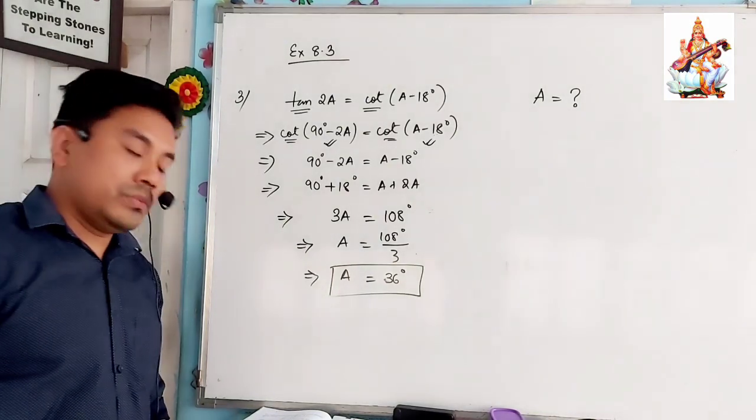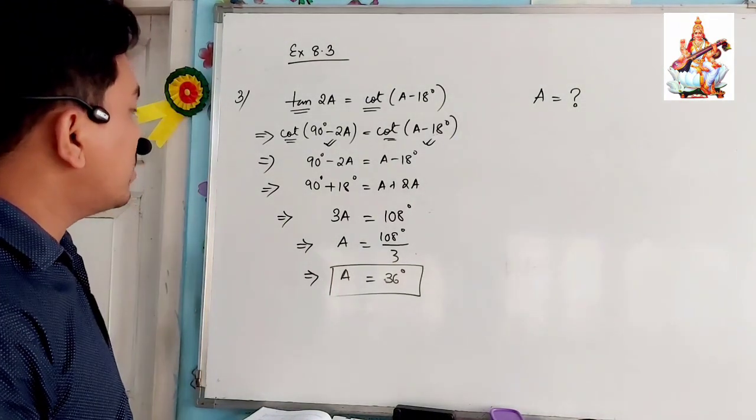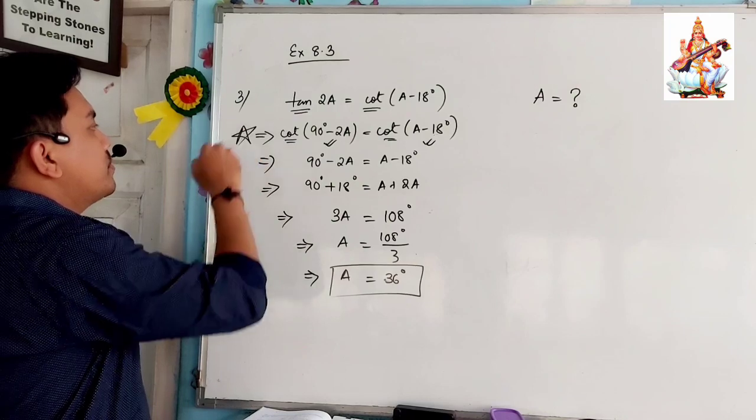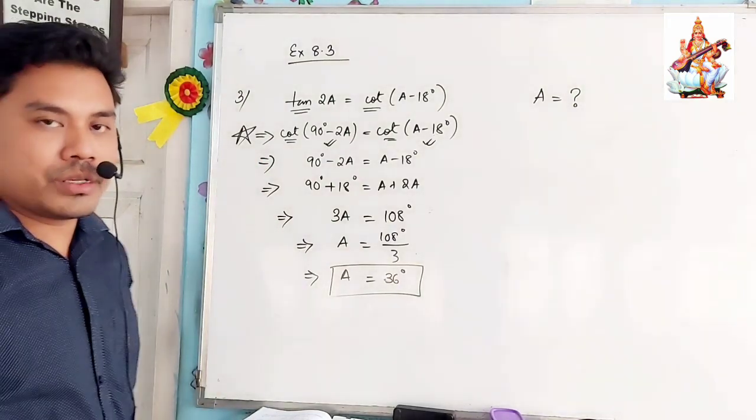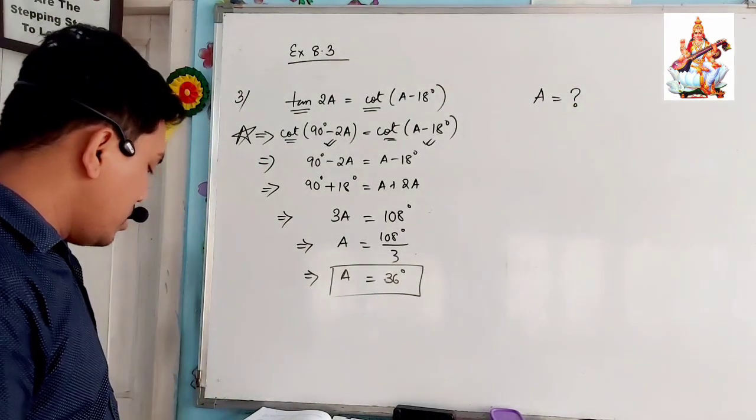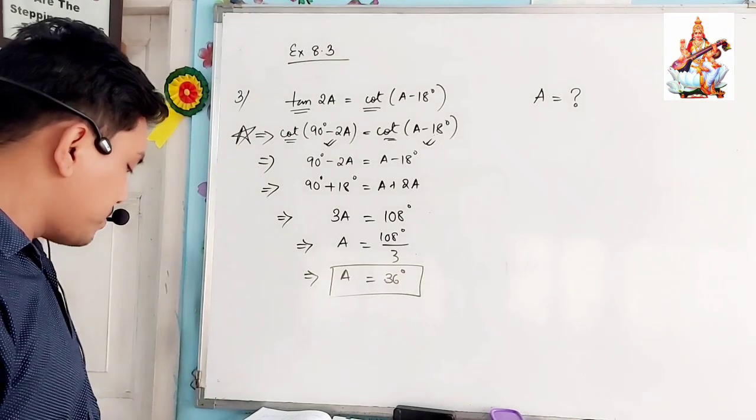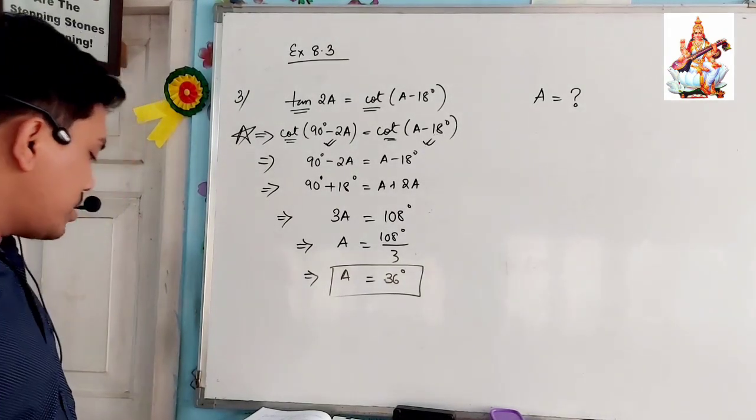Is it clear? So it is very simple. What I have done, the first step is very important. Here if you make a mistake, then the whole solution is wrong. Alright. Now the next one.